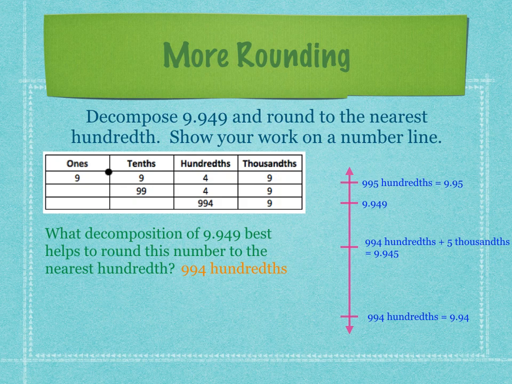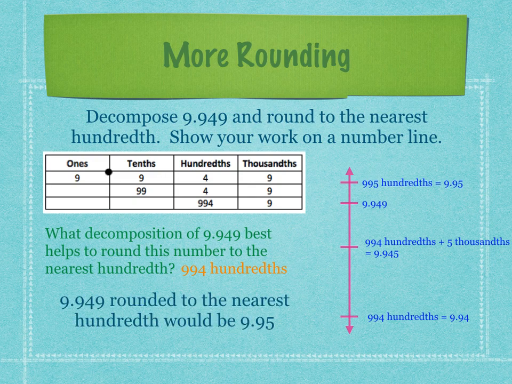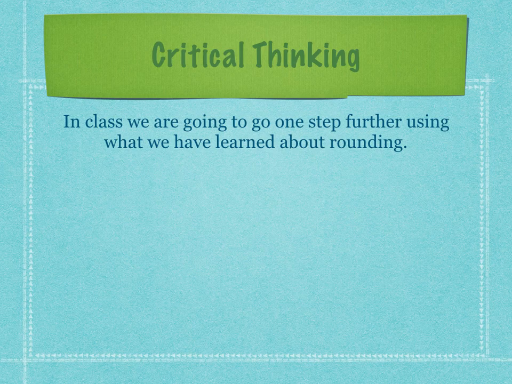Looking at our number, 9.949, we notice that that is in fact greater than 9.945. That means it's closer to the 9.95. So 9.949 rounded to the nearest hundredth would be 9.95, or 95 hundredths. In class, we are going to go one step further using what we have learned about rounding.